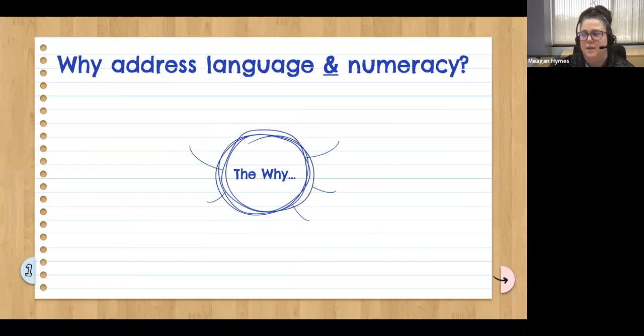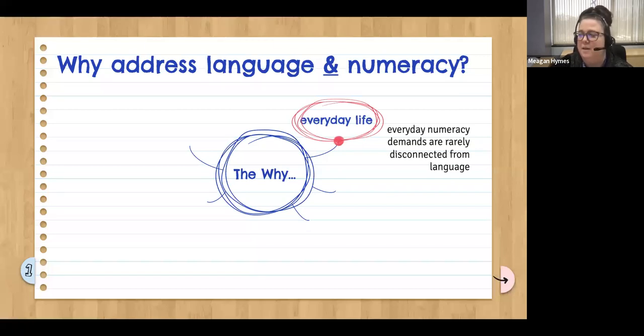So, setting the stage. Why address language and numeracy? It's important to know why we're doing these things, but also important to share that with students. I believe in transparency, and when I'm teaching, I always let students know, hey, this is why we're doing it. Sometimes they don't like the why, but it's reality.